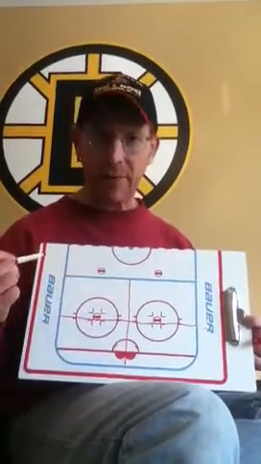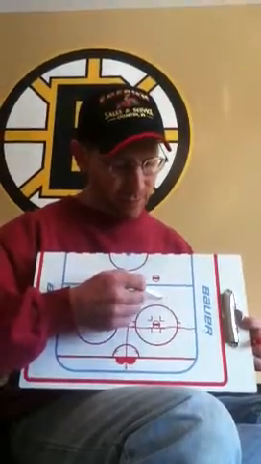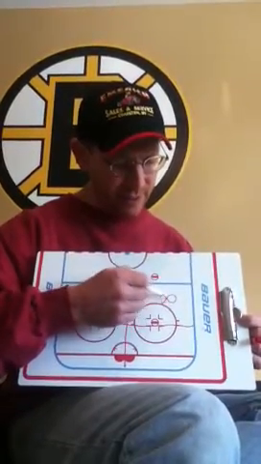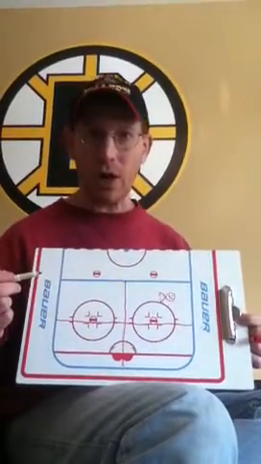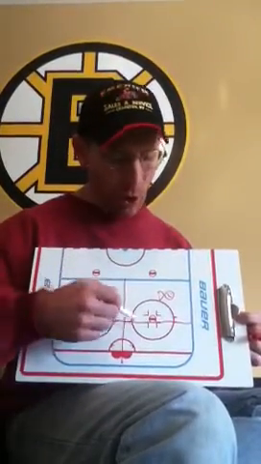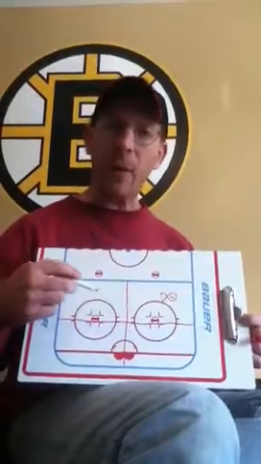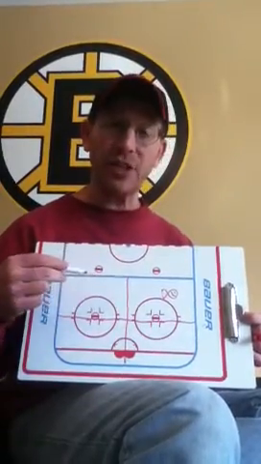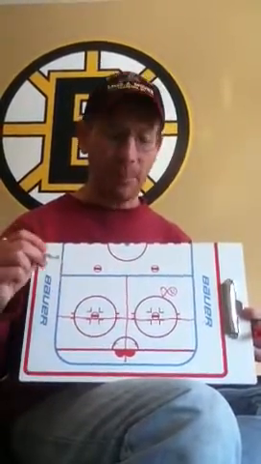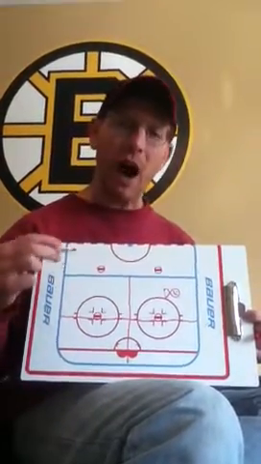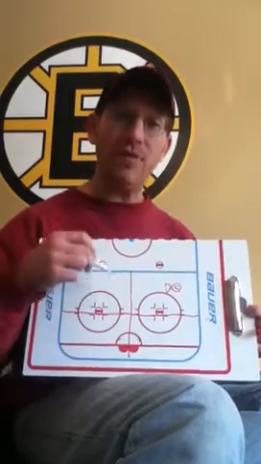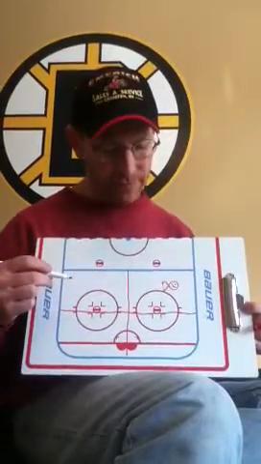Let's take the right wing, for example. This is the right wing's shark tank. So let's say that this is you, you're a right wing, and you are a shark. Now, you own this area. Whenever a puck carrier from the other team comes into your tank, you are on that player. Whenever the puck comes into your tank, you are on that puck. You are a very aggressive shark.